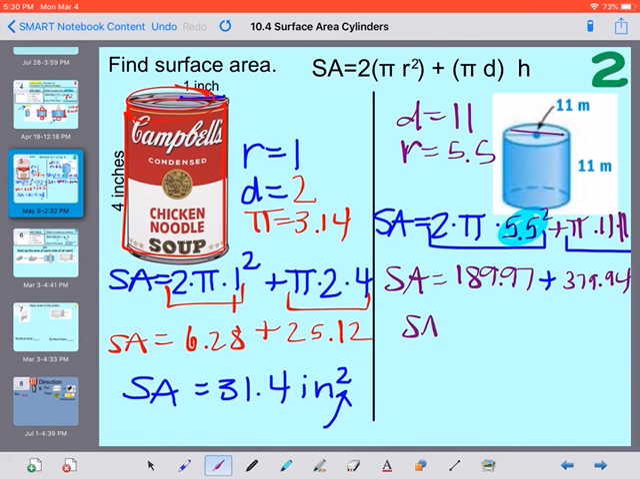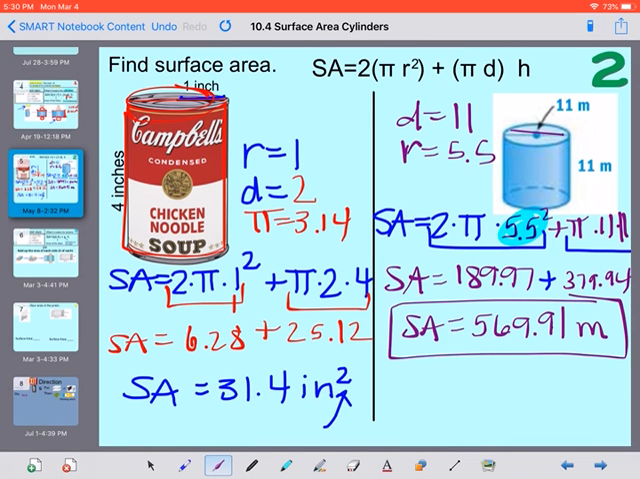We get a total surface area of 569.91, and we have m, this is meters. That is huge. 11 meters, you guys, that's like across the classroom. This is ginormous. We could all fit inside this cylinder. So meters squared. This is the flat amount of material that would be needed to make the cylinder.